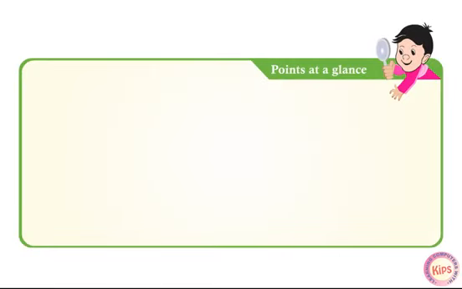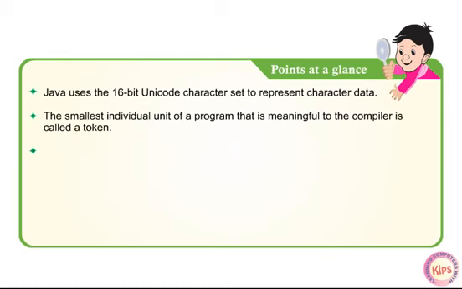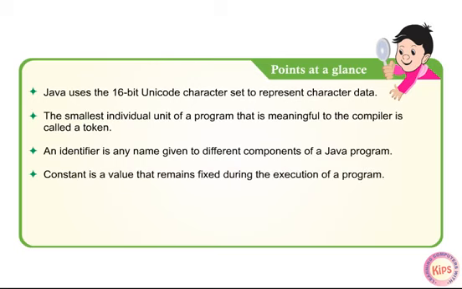Let us go through the points at a glance of this chapter. Java uses a 16-bit Unicode character set to represent character data. The smallest individual unit of a program that is meaningful to the compiler is called a token. An identifier is any name given to different components of a Java program. Constant is a value that remains fixed during the execution of a program.